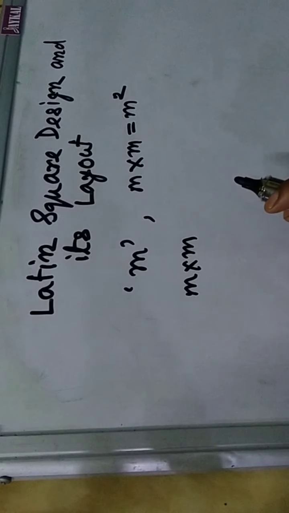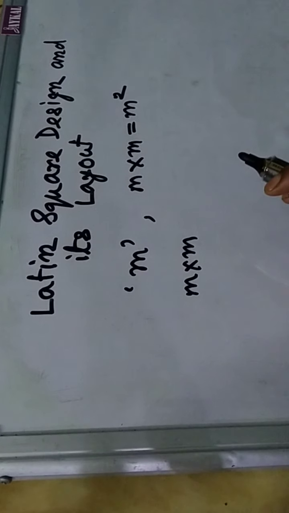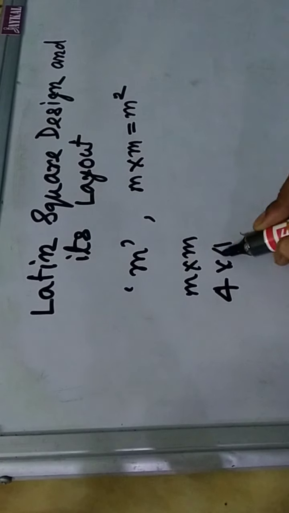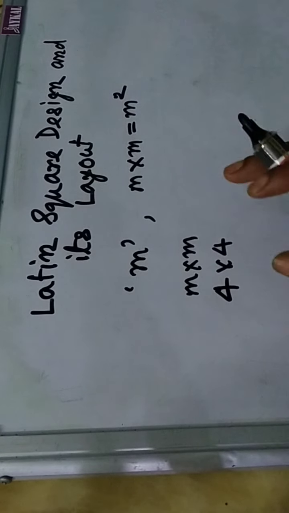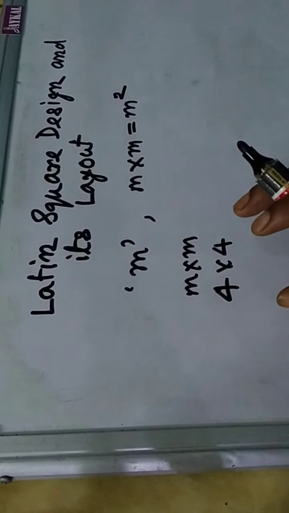Obviously, there can be many arrangements for an M by M LSD, that is Latin square design, and a particular layout in an experiment must be determined randomly. As an example, let us consider a 4 by 4 Latin square design for comparing 4 varieties of crop.